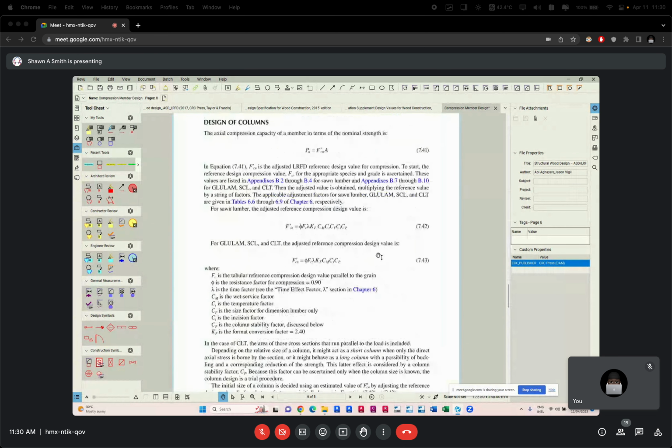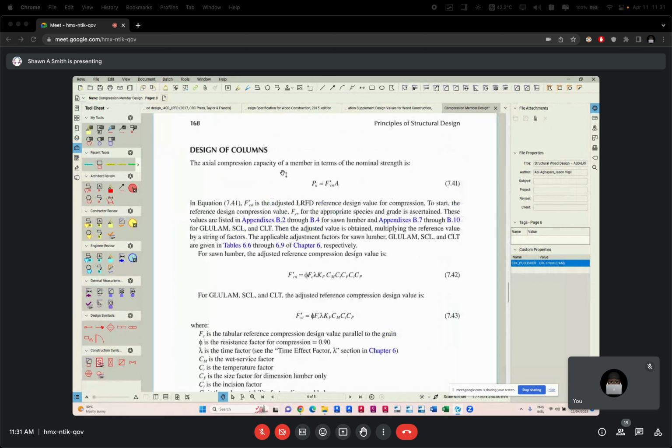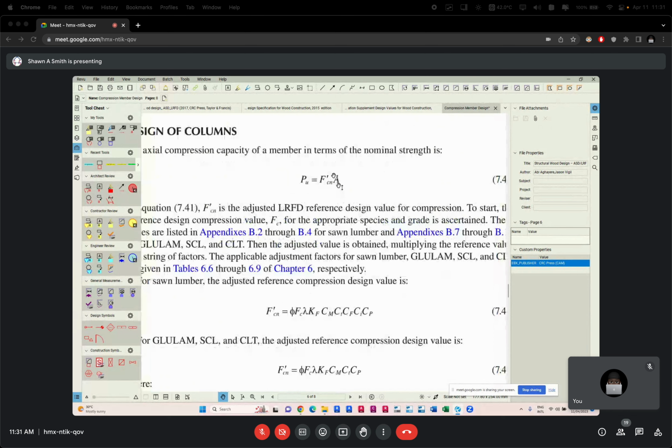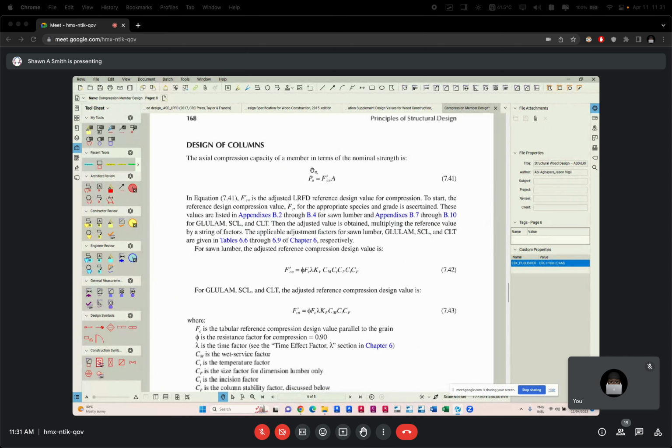Now, if we are seeking to design a column, just like we did with steel and concrete, it must meet the design criteria. The basic design criteria is that the axial compressive load on a member must be less than or equal to its capacity. The axial compression capacity of a member in terms of its nominal strength is Pn, equal to the stress times the area. This is really the basic equation of design.